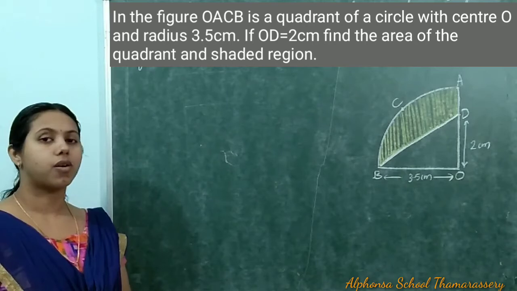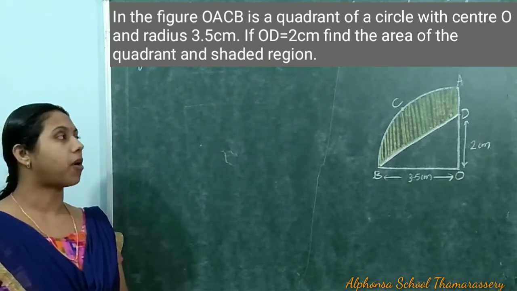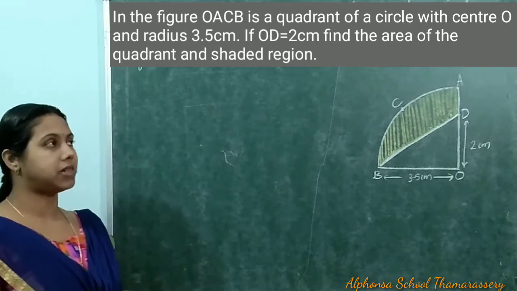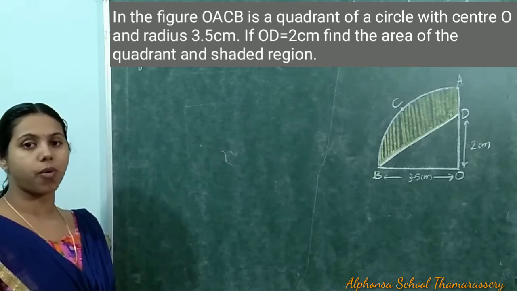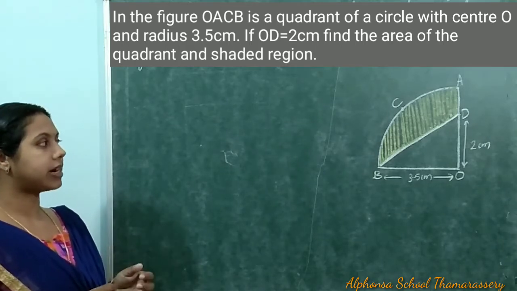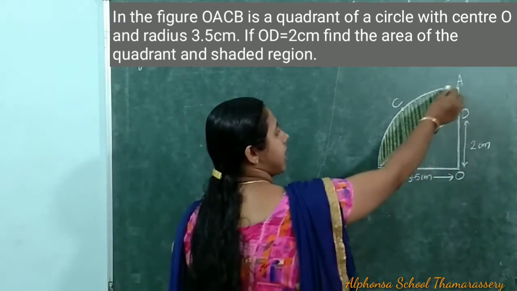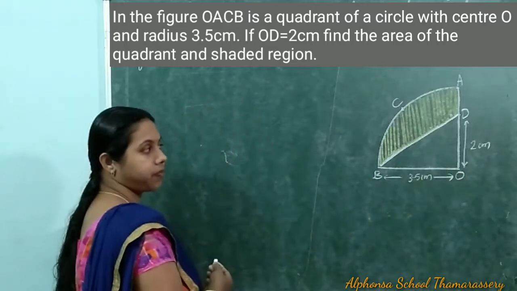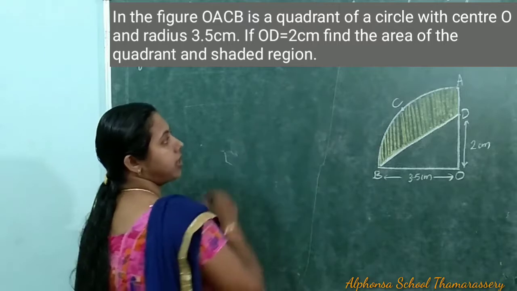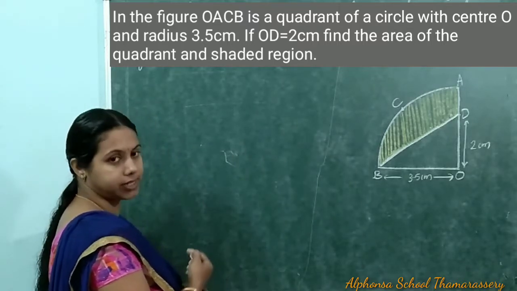In the figure, OACB is a quadrant of a circle with radius 3.5 centimeter. If OD is equal to 2 centimeter, find the area of the quadrant OACB and the shaded region. You can see the shaded region in the figure. OACB is a quadrant of a circle. First we want to find the area of the quadrant, then the area of the shaded region. Two questions are there.